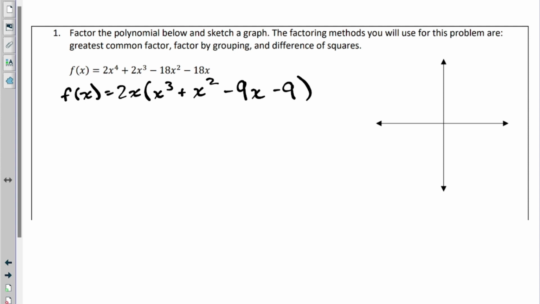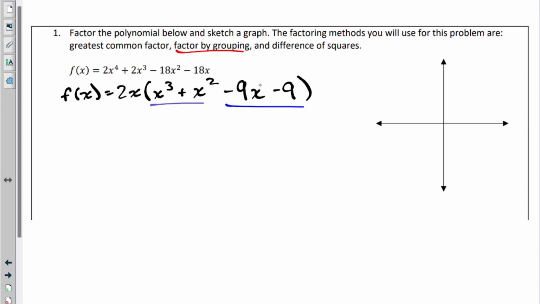But I'm looking at this now, and it's still a cubic, which means I need to still do some extra work. And I think this is where I'm going to do factor by grouping. All right, so I pulled out a greatest common factor. Now I'm going to do factor by grouping because I have a cubic. And so here's what that means. I'm going to look at two groups, right? I have this first two set of terms and then the second two set of terms.